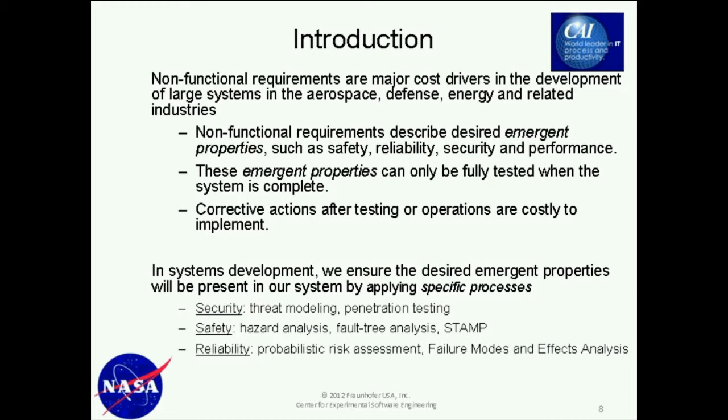In systems development, we ensure the desired emergent properties will be present in our system by applying specific processes. So if you want a system to be safe, for example, you're going to say we're going to do hazard analysis and/or fault tree analysis and/or STAMP. If it's secure, we want to do threat modeling and penetration testing. If it's reliable, we want to talk about probabilistic risk assessment and failure modes and effects analysis. So there are very specific processes that you are applying in the hopes that will improve your chances of developing a system with that particular emergent property, or all of those emergent properties.